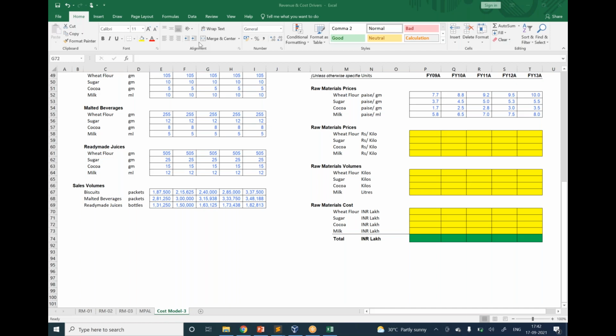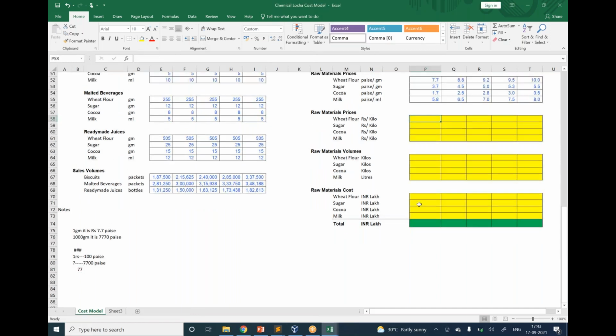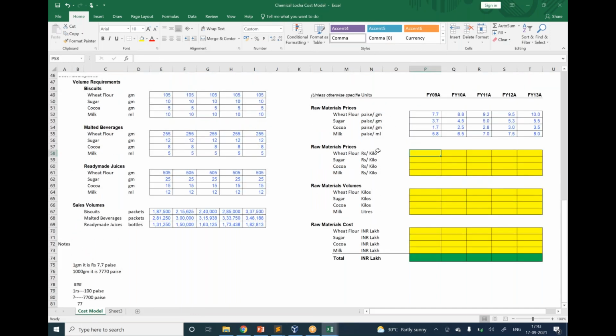So I should multiply by 1000. So if I want it from grams to kilo, it will be 7.7 into 1000 according to you. But that becomes pesa per kilo. So if I want rupees per kilo, what should I do?